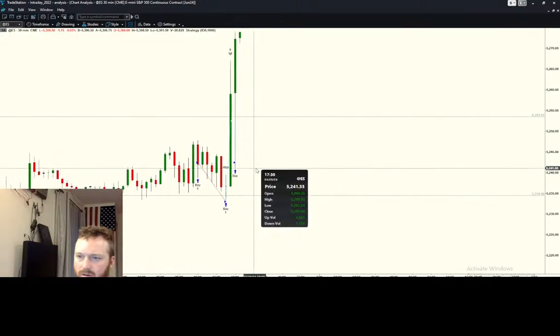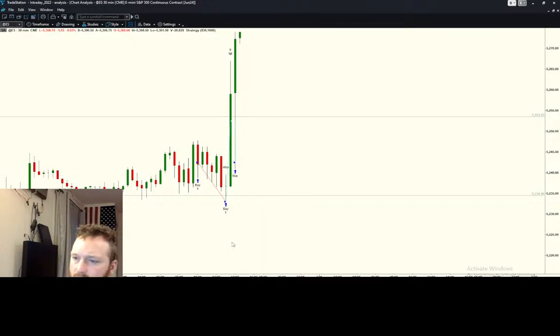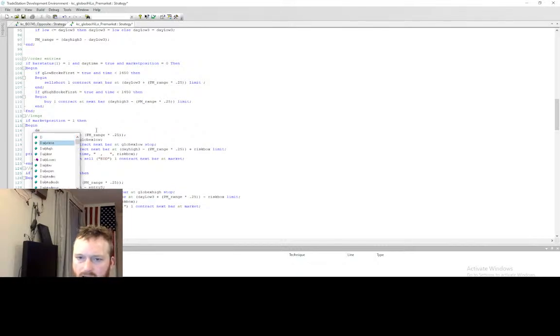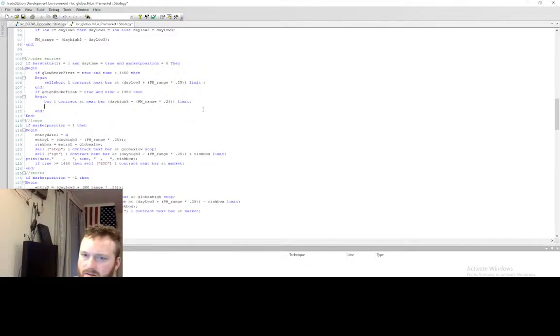So what's the deal here? I mean, target was hit, and then we entered again. There's an issue there, meaning only one entry per day. So if we're long, that means entry date is equal to date. Entry date 1 is equal to date. No, is equal to time. I can say this is my entry time.